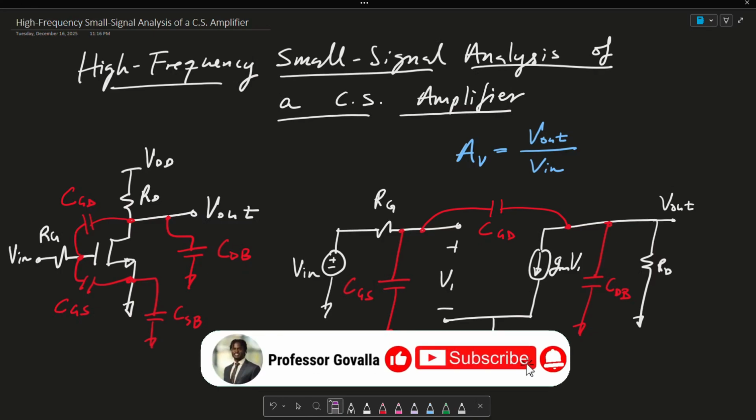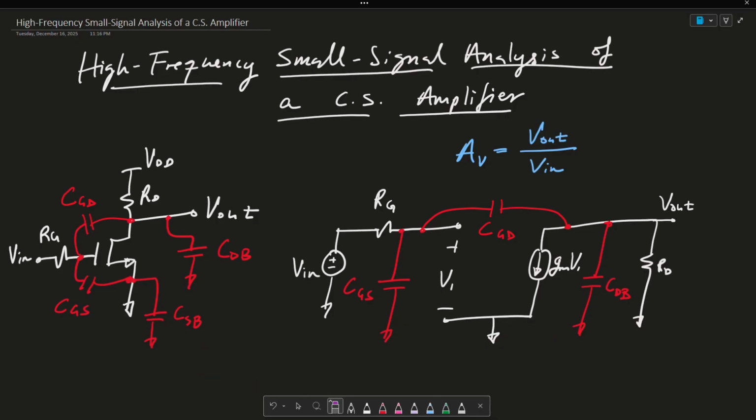My name is Professor Gavala, and today I'm going to be talking to you about the high frequency small signal analysis of a common source amplifier, where the small signal model is located here to the right, and we're tasked with finding this AV gain, or the V out over V in of this small signal model.